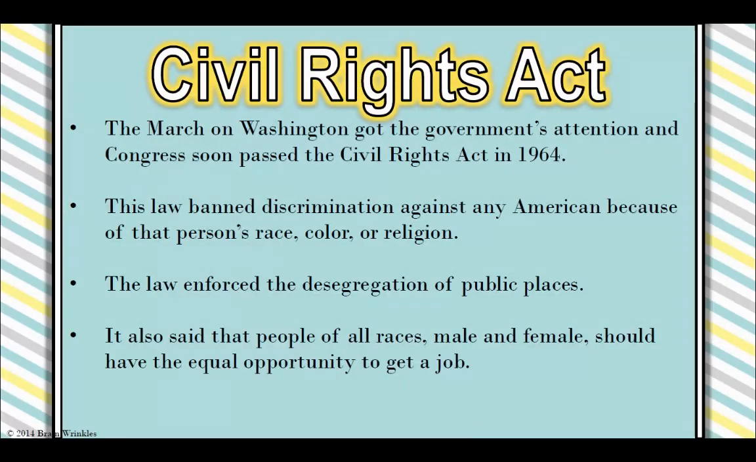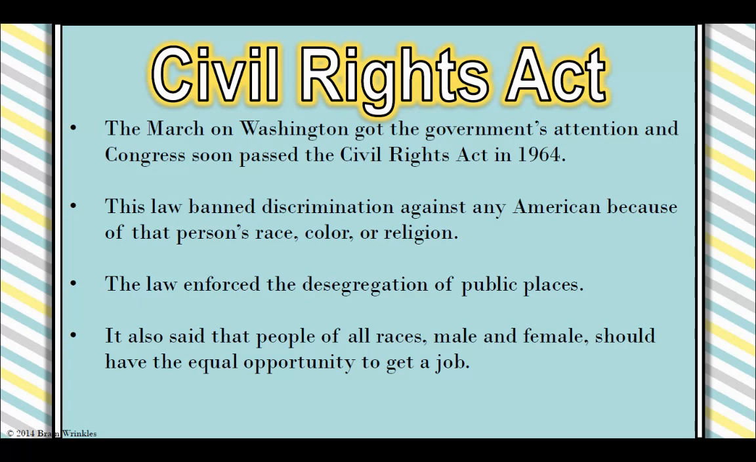Okay, the Civil Rights Act. The March on Washington got the government's attention, and Congress soon passed the Civil Rights Act in 1964. This law banned discrimination against any American because of that person's race, color, or religion. Okay, so now anybody who lives in the United States is protected. It doesn't matter if they're black, white, purple, yellow, brown, whatever color you want. It doesn't matter what race you are, what color you are, if you are Christian, if you're Catholic, if you're Muslim, whatever, you are protected. You cannot be discriminated against.